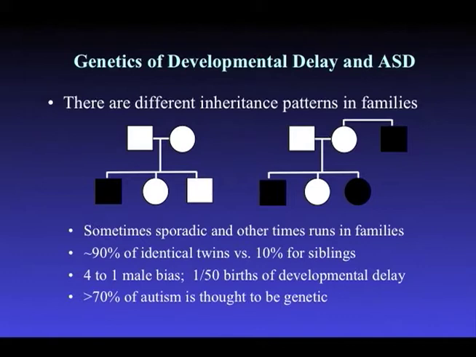So studies have come out and suggested, pretty convincingly, that there is a strong genetic component: 90% concordance for identical twins versus 10% for siblings or fraternal twins. It's pretty clear there's a strong male bias in the disease. Males are more likely to suffer from both developmental delay and autism, somewhere between 2 to 4 to 1. And if we look at the broad category of developmental delay in our population, it's easily 1 out of every 50 births. So this is a huge impact in terms of health.